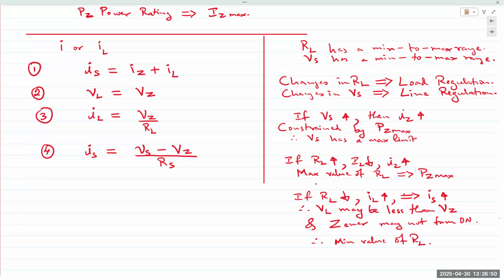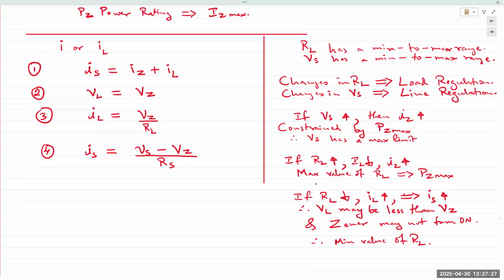There's a maximum value for RL and there's a minimum value for RL. If any one of these limits is crossed, that's considered a worst case scenario. Worst case would be approaching the maximum power dissipation of the Zener diode, or approaching the maximum value of RL or the minimum value of RL. So depending on the variable, we'd have different worst case scenarios.